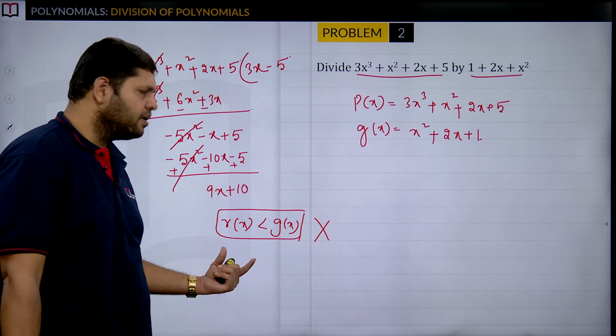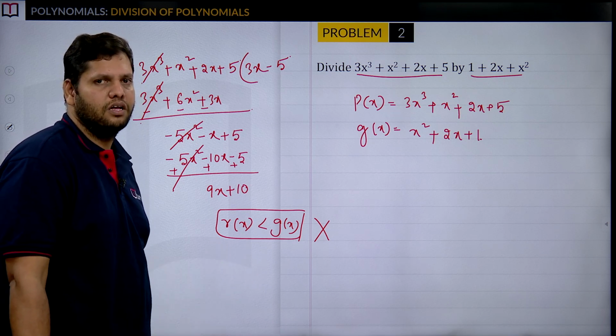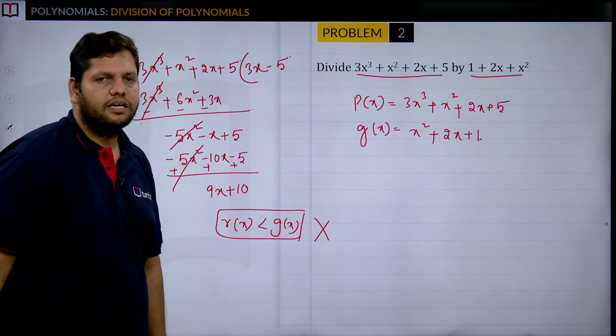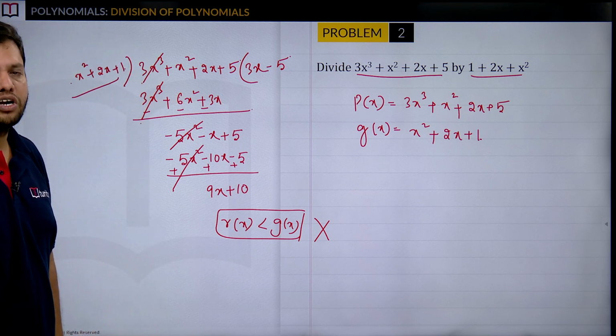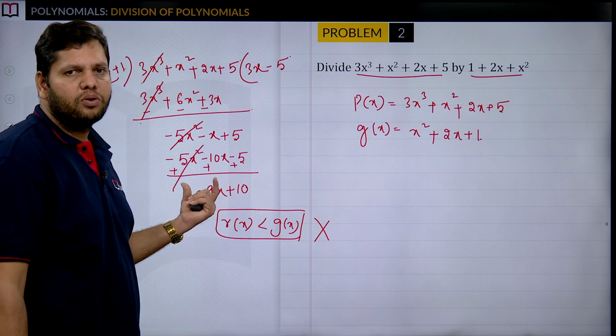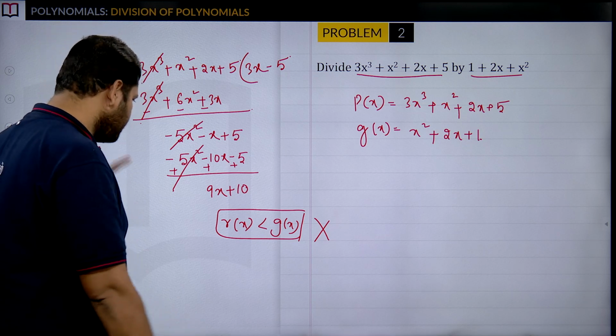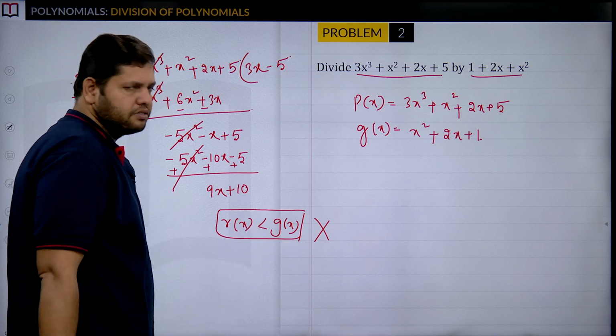We have to stop here only because we got the degree of r of x less than the degree of g of x. So we can say directly the division is not possible. We have to leave it up to here only. Are you getting my point, children? We cannot move further with division because we got the degree less than the degree of g of x.